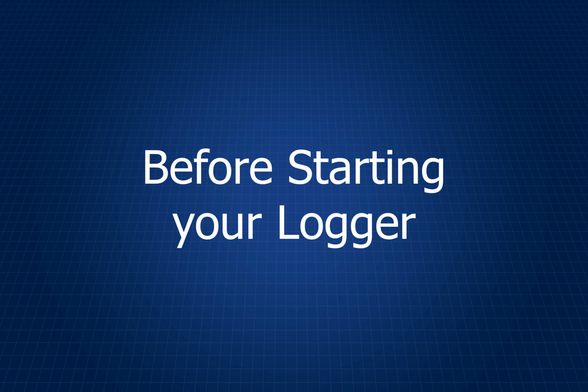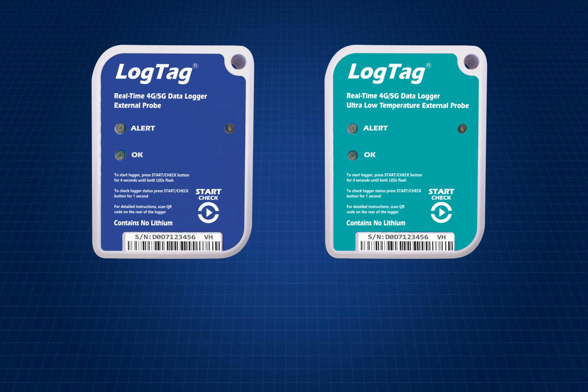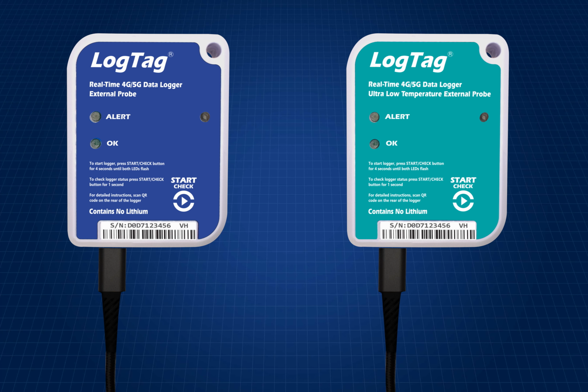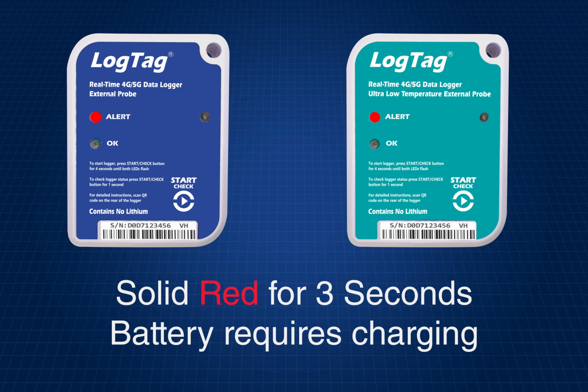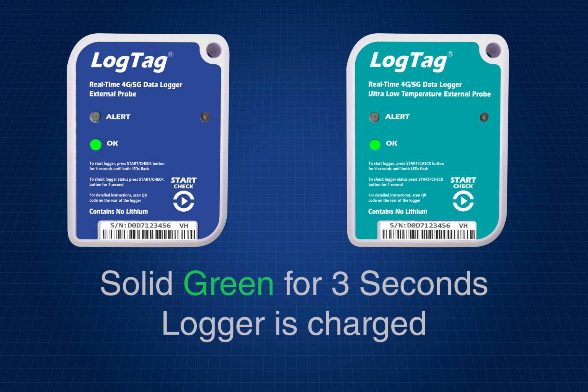Before starting your LT5GEO external probe logger, we recommend you fully charge the logger or have a permanent external power supply attached. To check whether the logger is charged, press the Start Check button for 1 second. If a solid red LED shows for 3 seconds, the battery requires charging before use. If a solid green LED shows for 3 seconds, the logger is charged and ready to use.